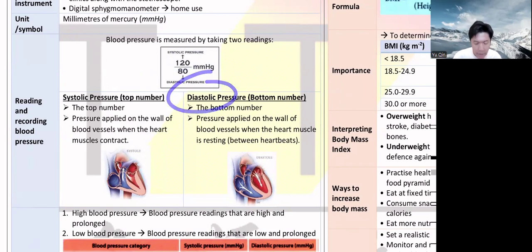Diastolic pressure is the blood that comes back to the heart. That's when your heart muscle is resting or relaxed. So the smaller number, 80. The reading will be 120 over 80, in mmHg, millimeters of mercury. Okay, so very simple, 130 over 80.